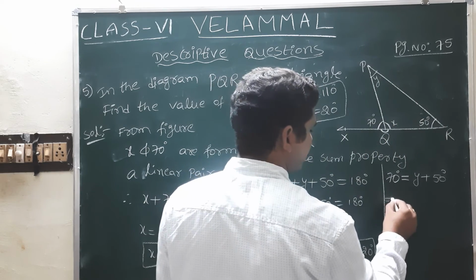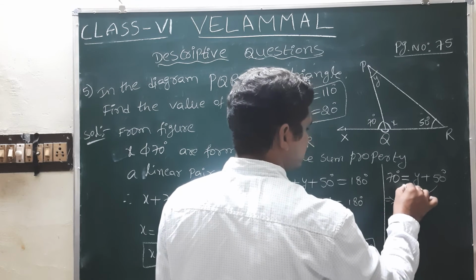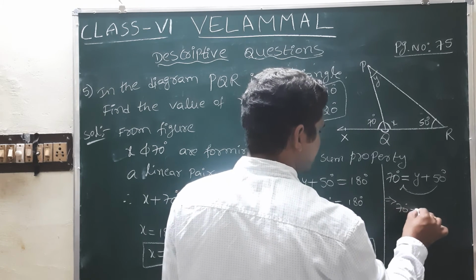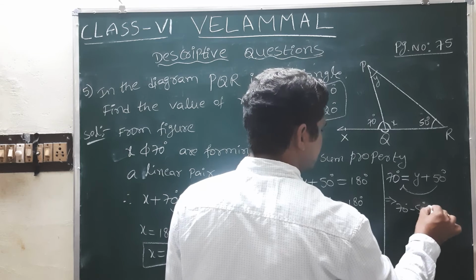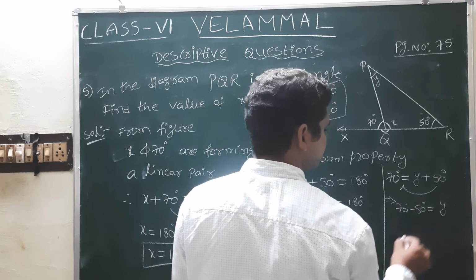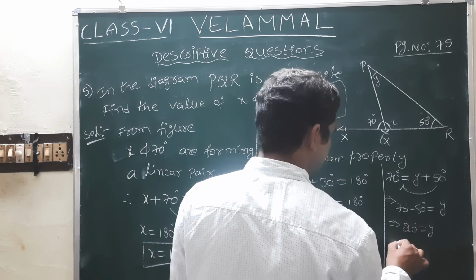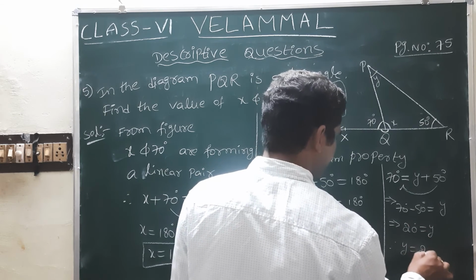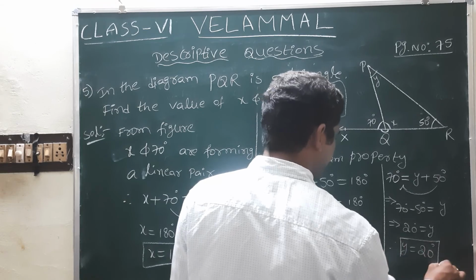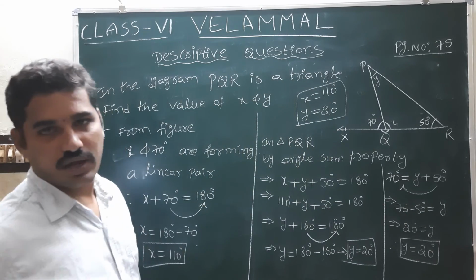So to get the y value, what are we doing? We send 50 to this side. 70 degrees minus 50 degrees is equal to y. So we can say 20 degrees is equal to y. Therefore, the y value is 20 degrees. Both ways we can find the y value.